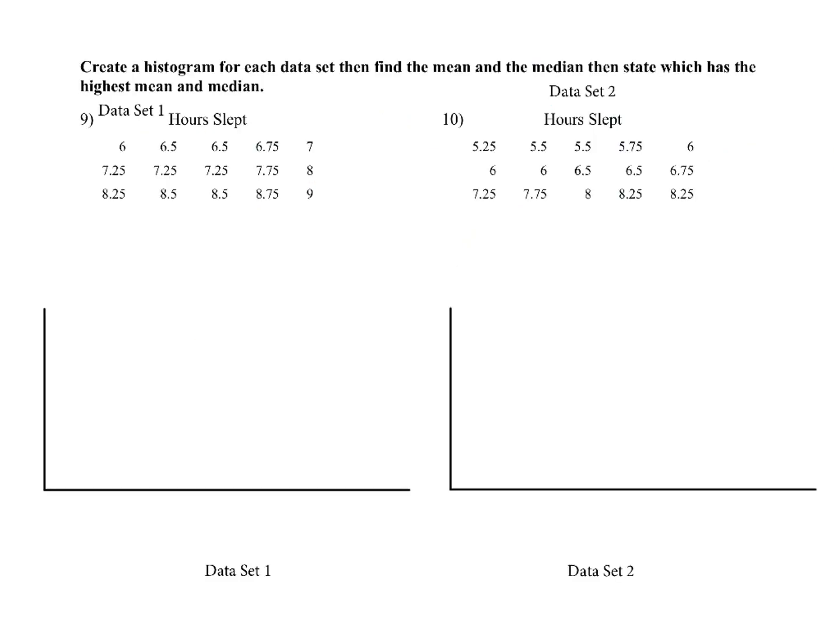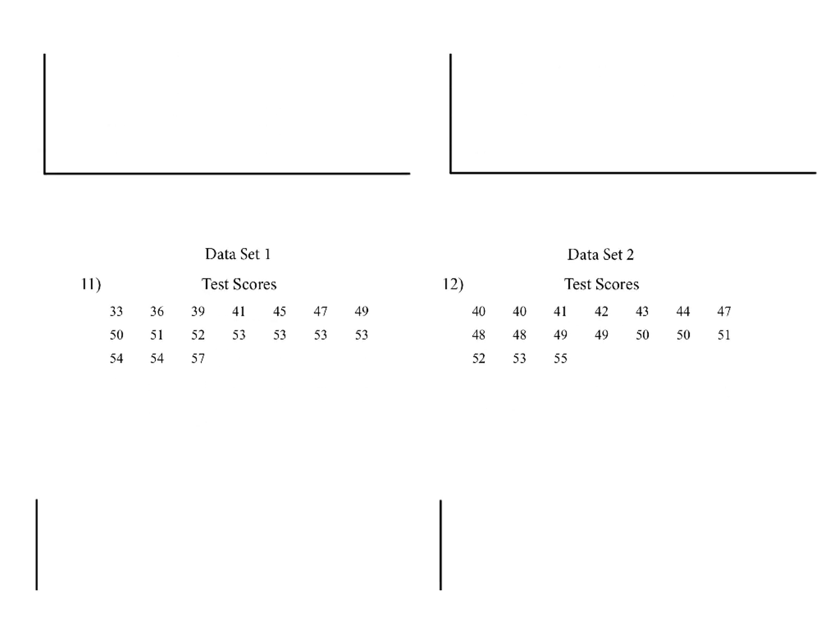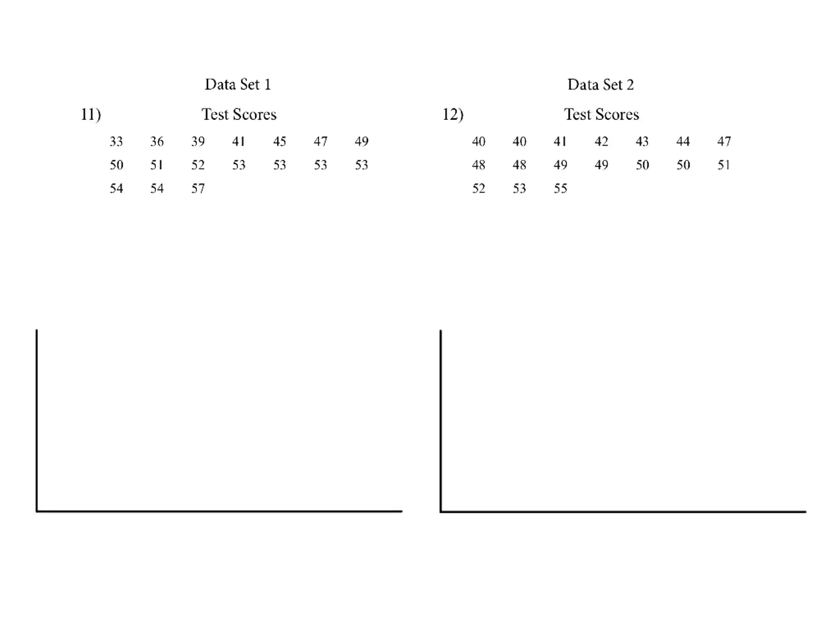All right, now we're going to create a histogram and then find the mean and median and state which has the highest mean and which one has the highest median. Okay, again we're going to take a look at this one, number 9 and 10 on the calculator. And then we'll do 11 and 12 on the paper and kind of see how to do.